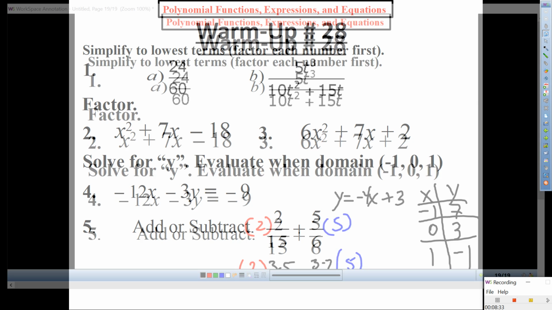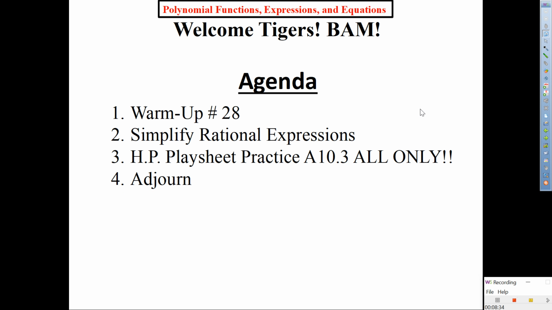Copy the agenda for tonight. Agenda, warm-up number 28, simplify rational expressions, and tonight's home plate play sheet, practice A 10.3. All right, once you copy that, the home plate from yesterday we did here in class, that was just extra practice for you. So get a Cornell note ready. You do need a Freire model.